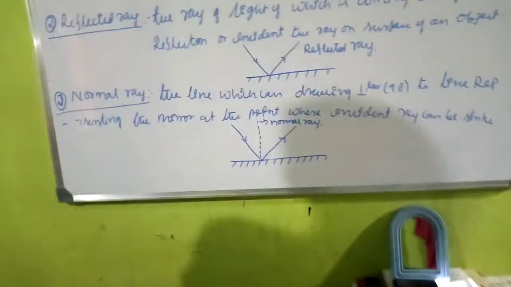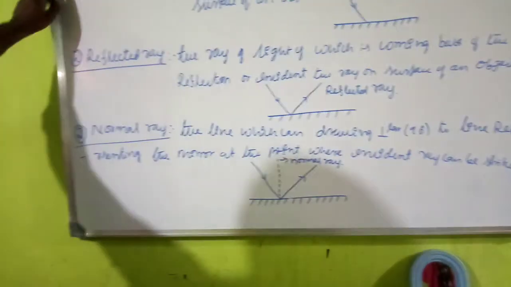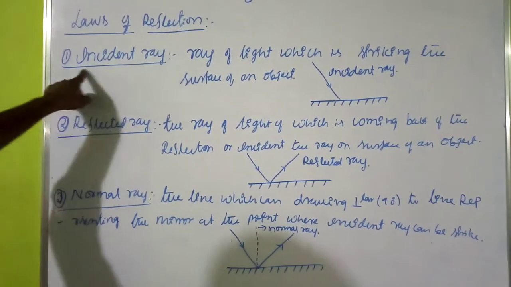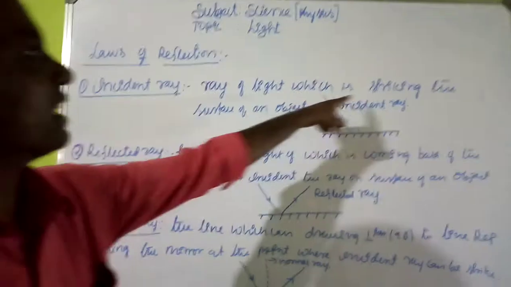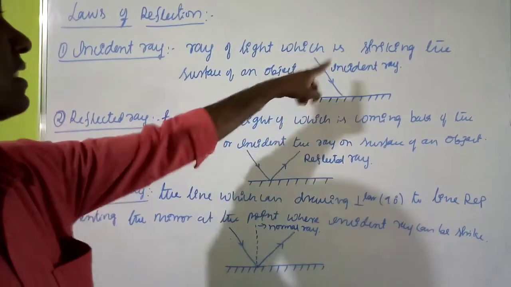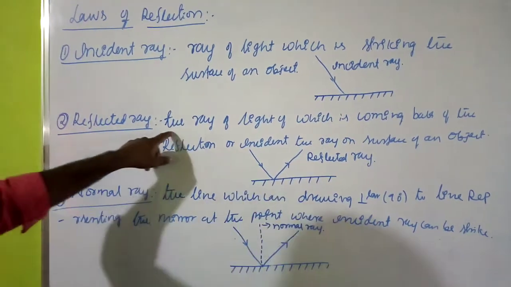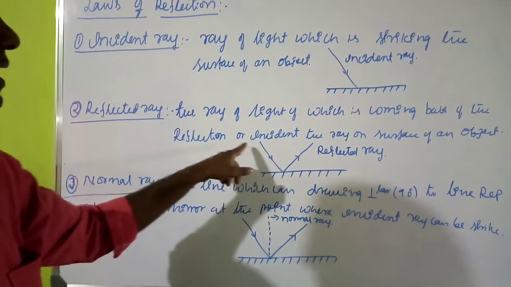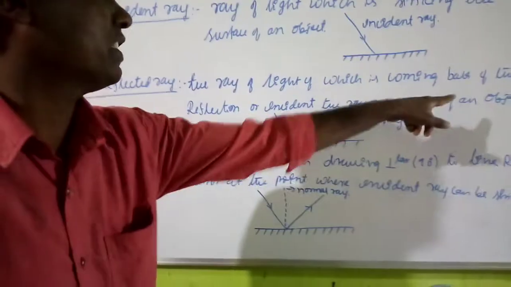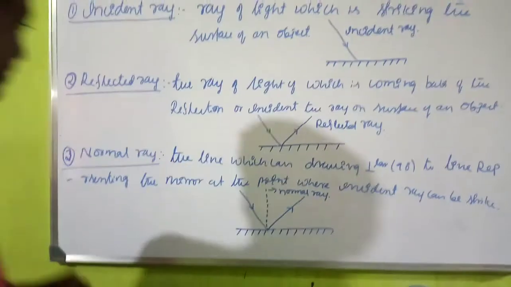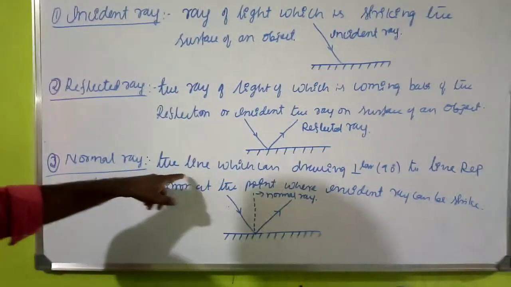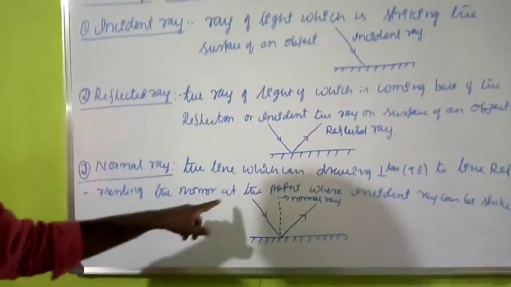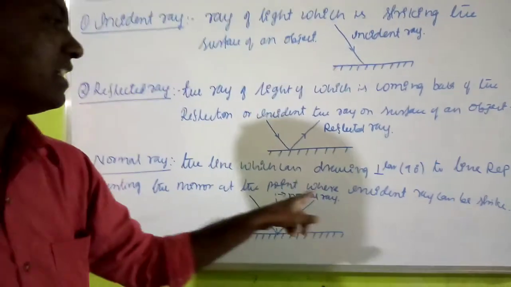Okay now students, so this is about normal ray. These are three important concepts we have studied here. One is the incident ray, the ray of light which strikes the surface of an object. The reflected ray is the ray of light which comes back from the surface of an object. Normal ray means the line drawn perpendicular to the line representing the mirror, at the point where the incident ray strikes.